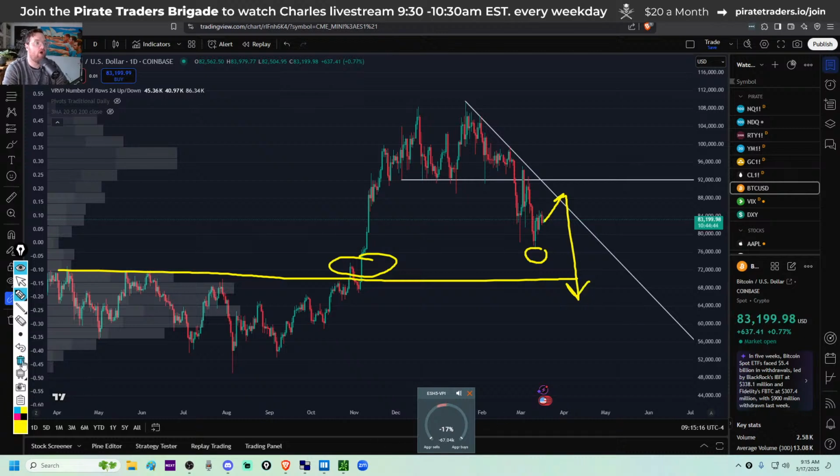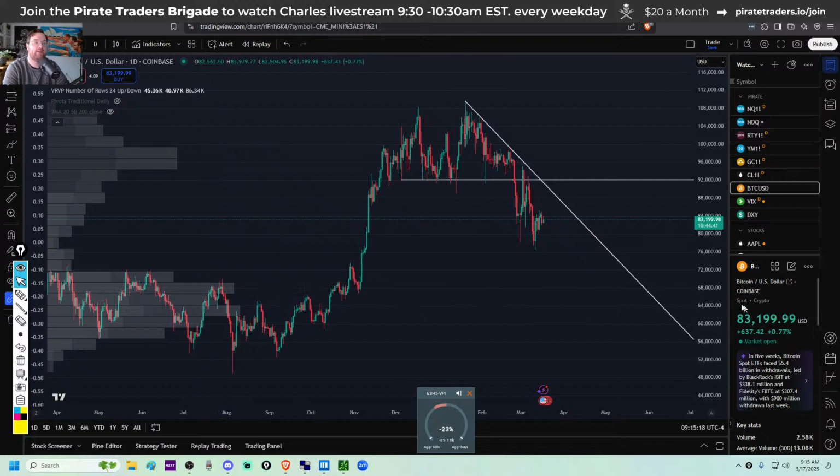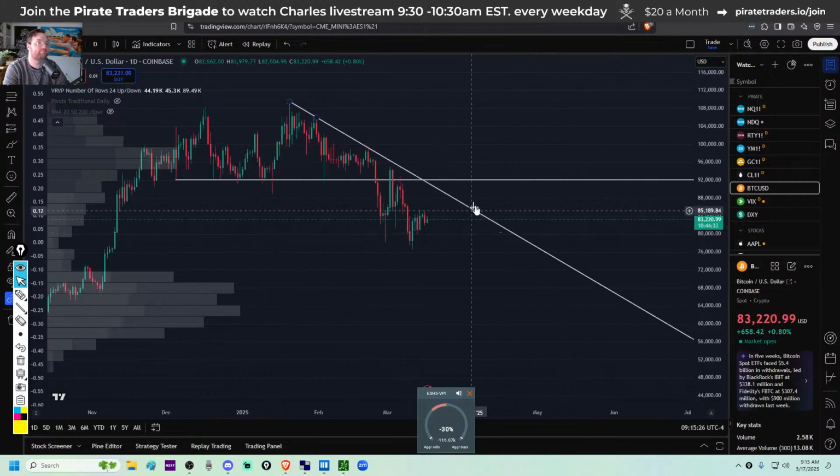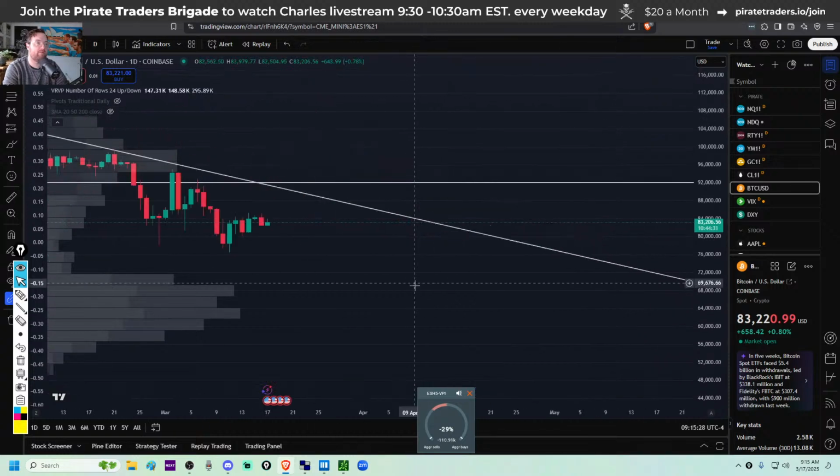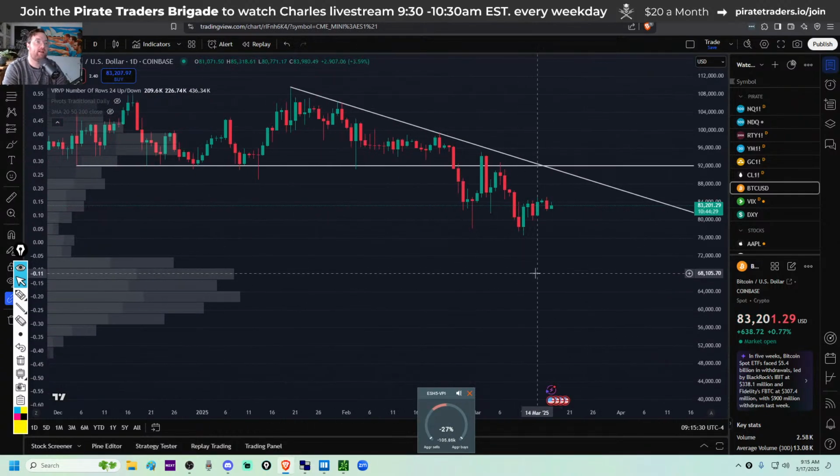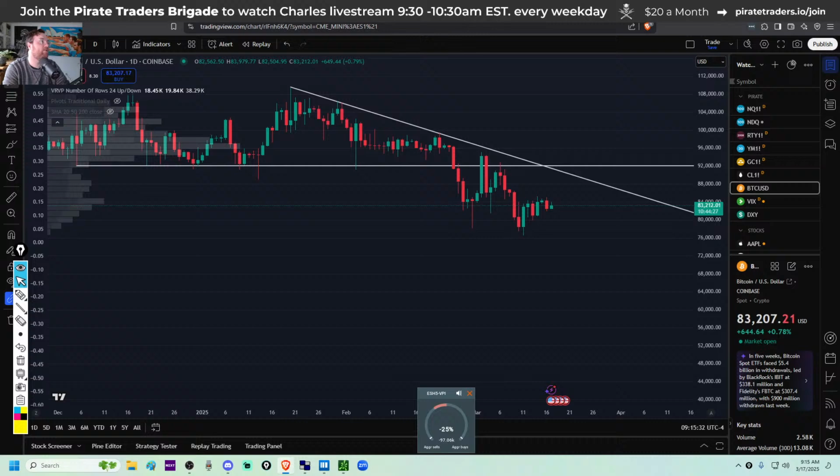So if you're a longer term investor in Bitcoin, you could dollar cost average here, but I do think we're going to head down to the low 70s. So no reason to force your way into buying right now. If you are a shorter term Bitcoin buyer, the thing that I'm looking at right now is the channel on the daily, right there.